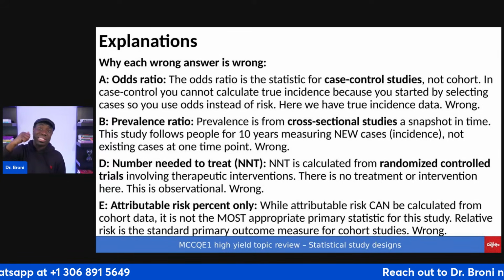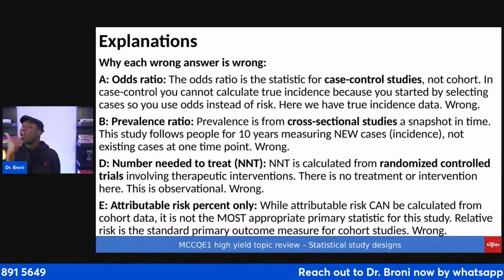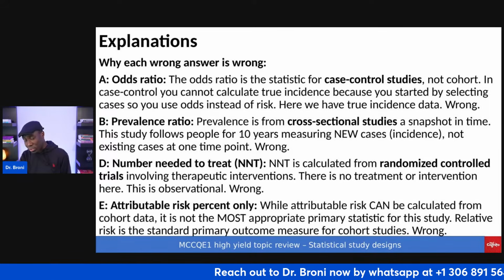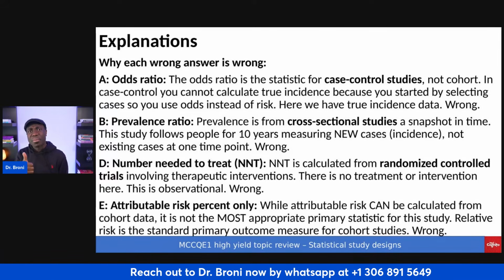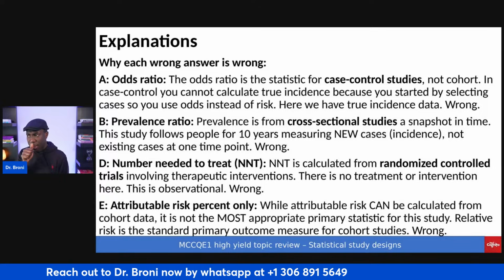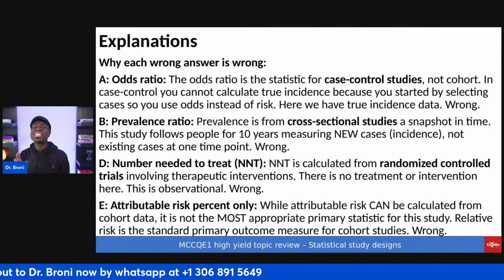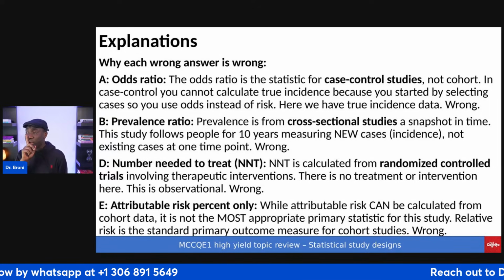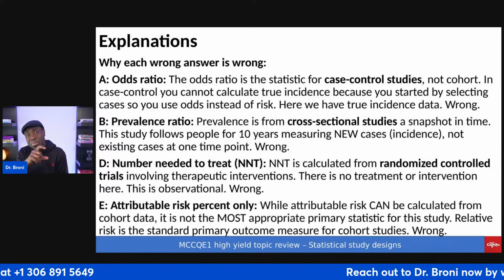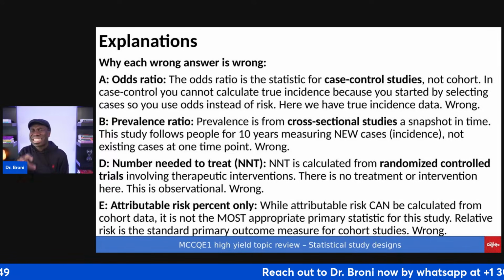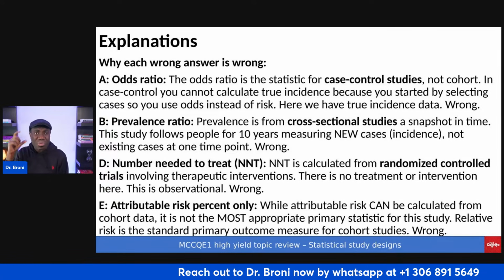So we've learned which statistical study goes with odds ratio, which is case control studies, which statistical study goes with relative risk, which is cohort study. And then we've learned that cross-sectional studies go with prevalence ratio, and we've learned that number needed to treat goes with randomized control trial.